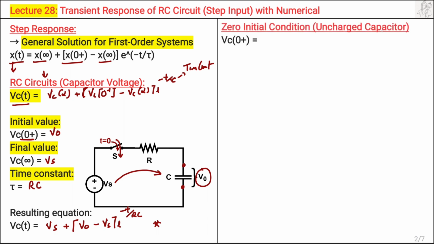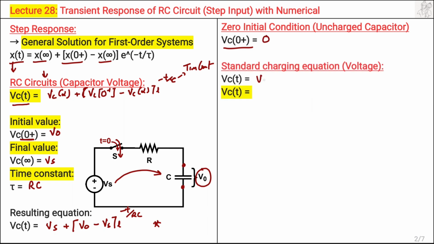Now let's understand further conditions. For example, if there are 0 initial conditions, that means that the capacitor is not initially charged. Therefore, the initial voltage will be simply equal to 0. The equation changes to Vs minus V0 is 0 minus Vs e raised to power minus t by RC, and rearranging it we get Vs into 1 minus e raised to power minus t by RC.